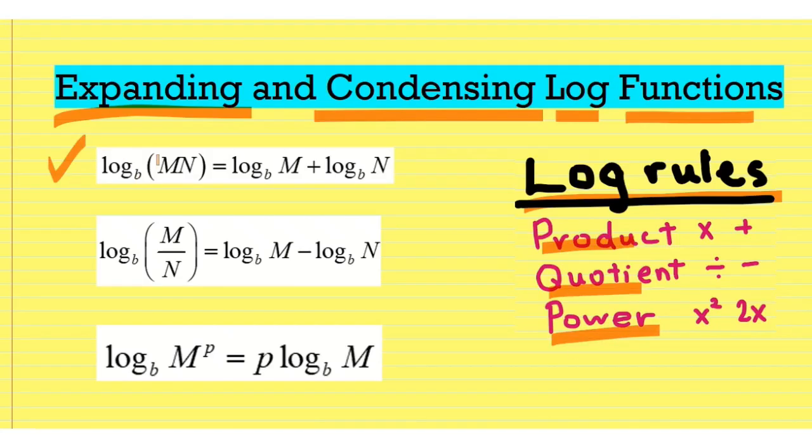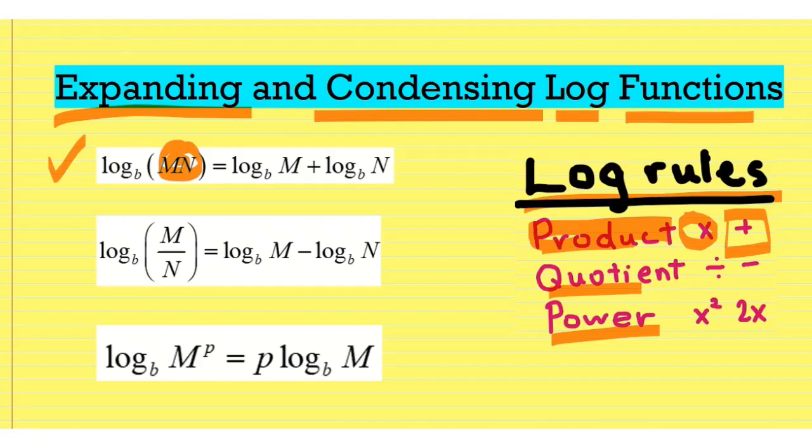Log base b of m times n is equal to log base b of m plus log base b of n. Basically, that tells us that if we have a product, which is a multiplication, we are allowed to separate it into two addition parts. So this is kind of like order of operations for log functions.